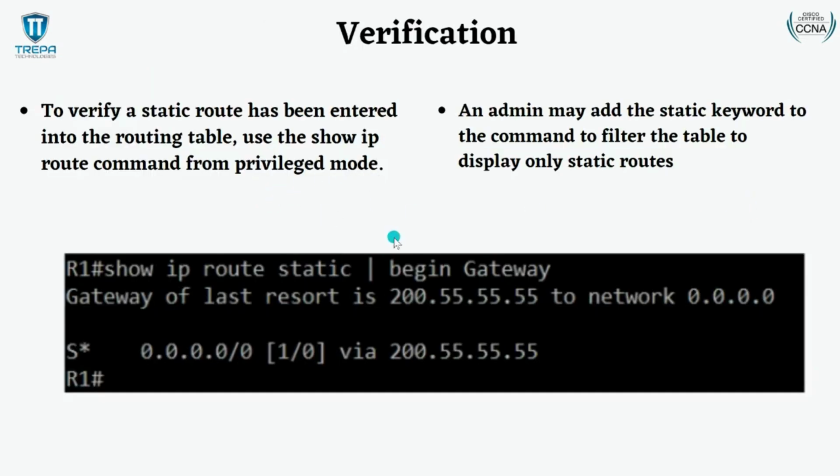So verification. We can verify static routes with the show ip route command, which is going to show us the routing table, and we're going to go over this more deeply in our static routing lab. And really that's all the verification we need for static routes. Well, we can also use the show run command to see what's configured on our router, and we're going to get into that in our lab.